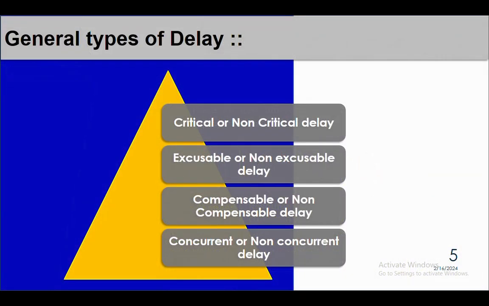General types of delay. We divide the delays into four major types: critical or non-critical delay, excusable or non-excusable delay, compensable or non-compensable delay, and concurrent or non-concurrent delay. We will discuss all these delays one by one.